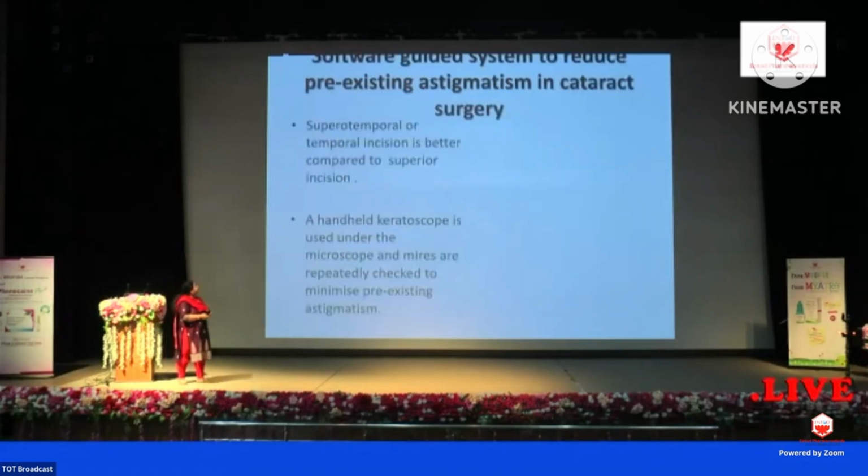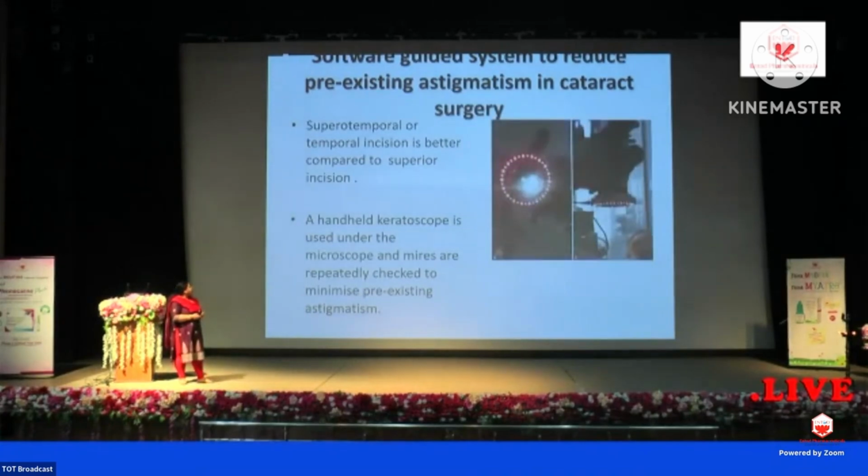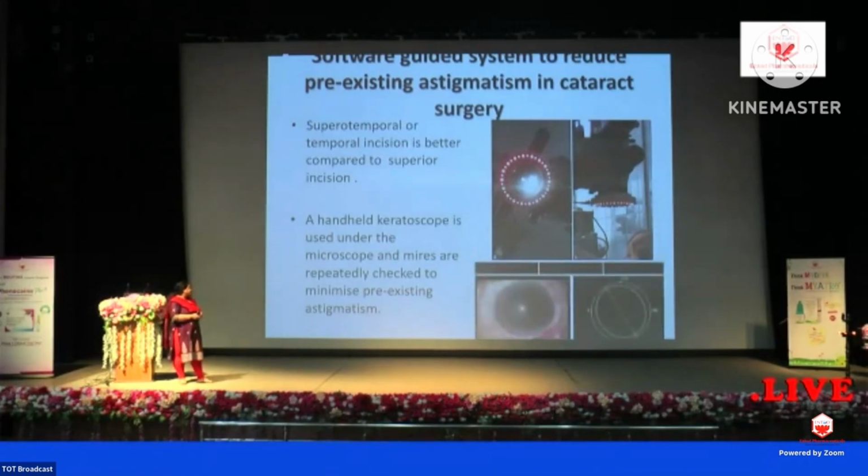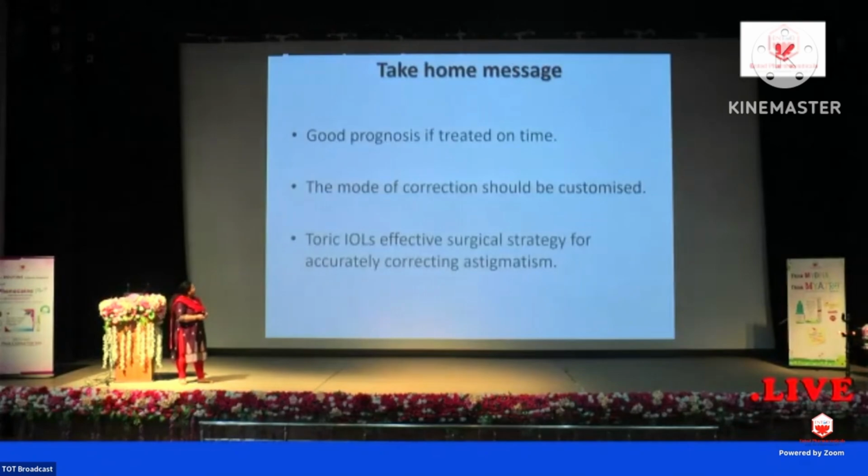Software guided system to reduce pre-existing astigmatism in cataract surgeries, like a superotemporal or temporal incision is better than a superior incision, and a handheld keratoscope is used under the microscope, and mires are repeatedly checked to minimize the pre-existing astigmatism. In take-home message, if it is treated in time, it has good prognosis. If untreated, it may lead to amblyopia.